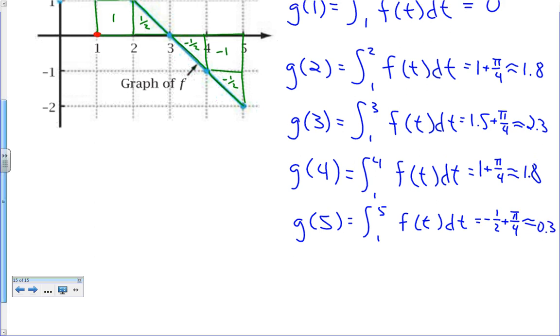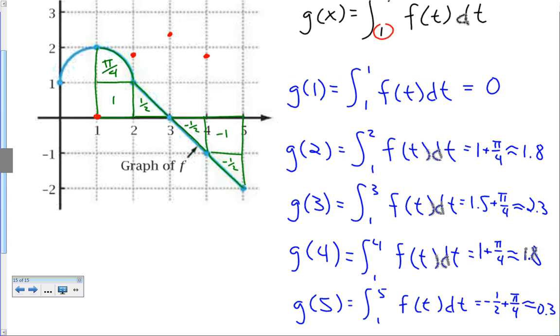So again, let's plot that point at x equals 5. We plot a value of about 0.3. We'll say that's about right here. All right. And there's one more point for us to plot here on this sketch.